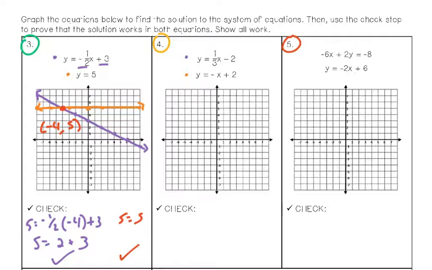So the purple line has a y-intercept at -2. So I'm going to plot my first point at -2. It's going up 1 and over 3. That's my slope. So up 1 over 3. Up 1 over 3. So this is going to be what my line looks like to the right. Again, if I'm going up and over, I can go down and to the left. So down 1 and then to the left 3 will be the same thing.